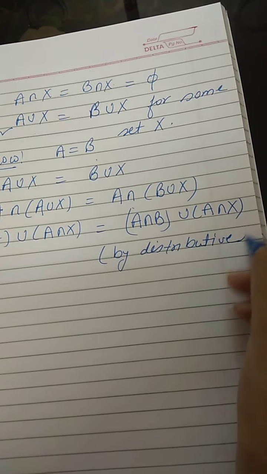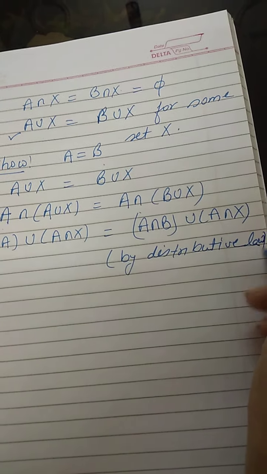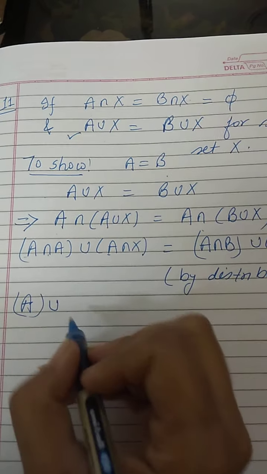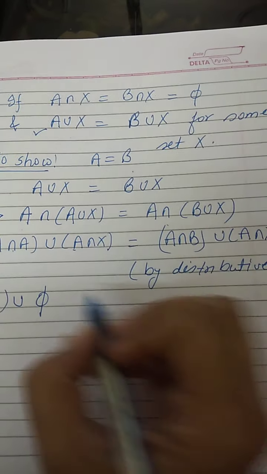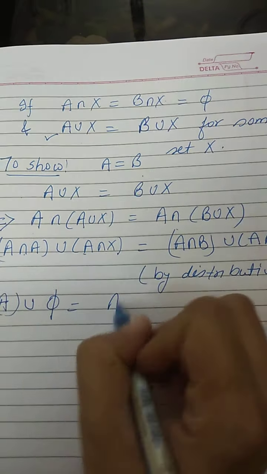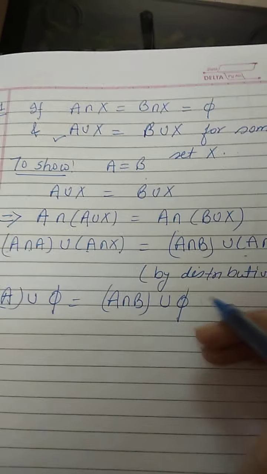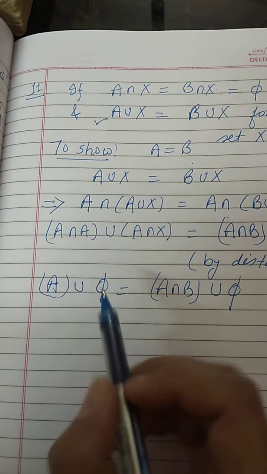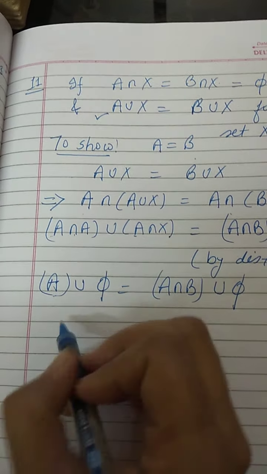By distributive law, right? Now what is A intersection A? It will be A only, right? Union. What is A intersection X? A intersection X and B intersection X are both given equal to phi. So this will be written as phi. A intersection B will remain as such, and union A intersection X is also phi. So when I take the union of any set with phi, we are getting the same set. So here we have A intersection B. No further can be done. So this I will mark as 1.